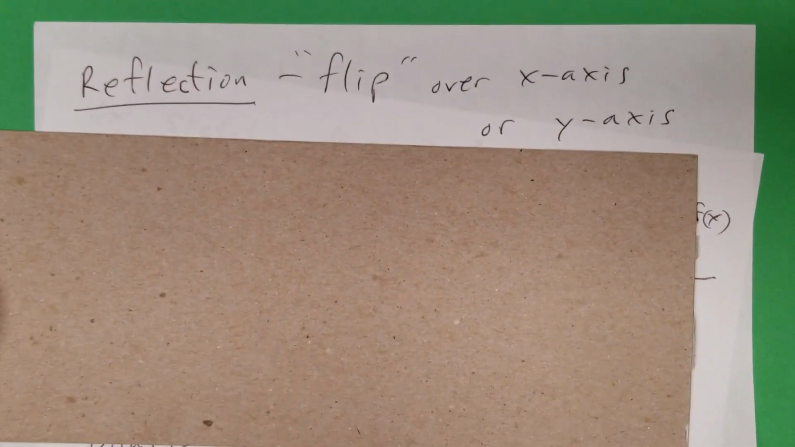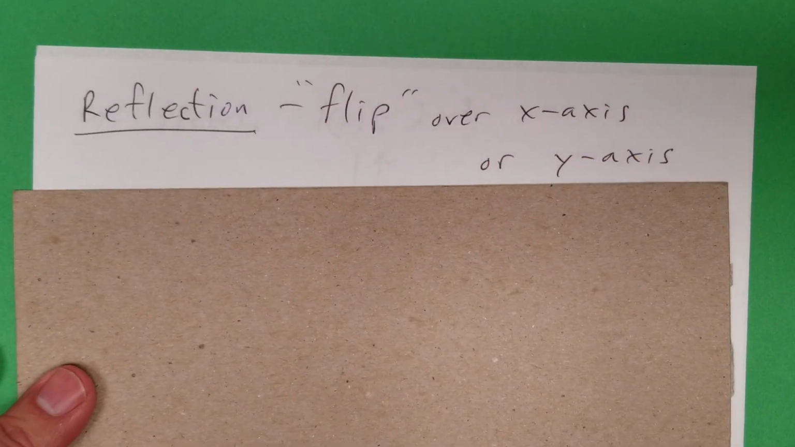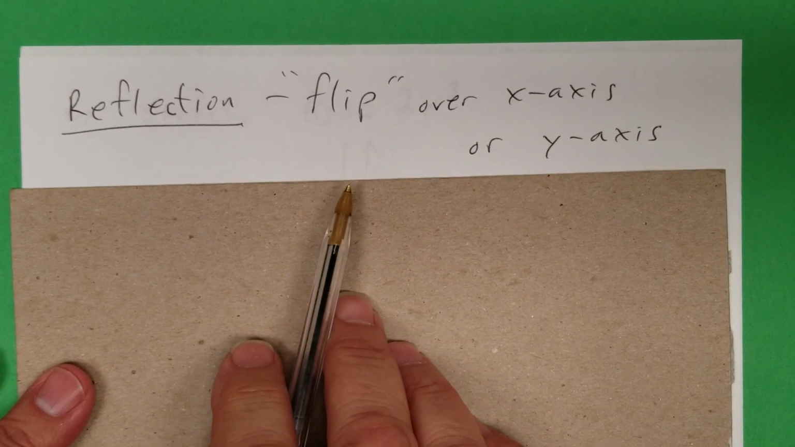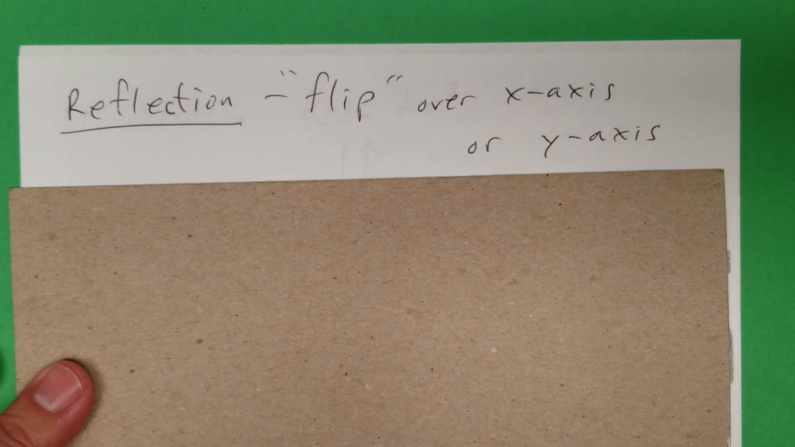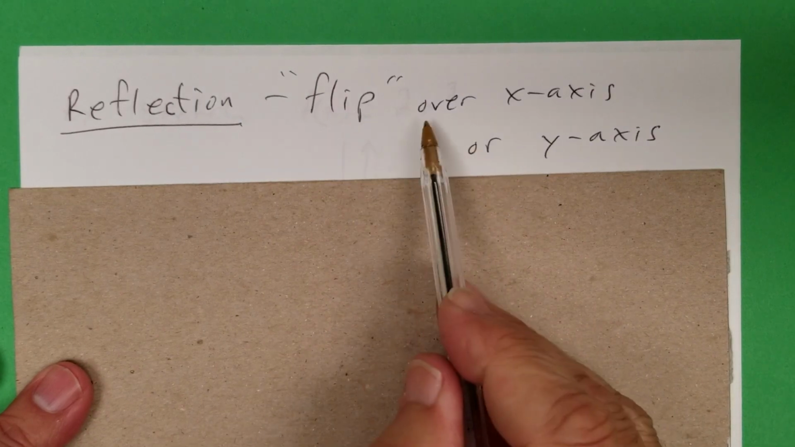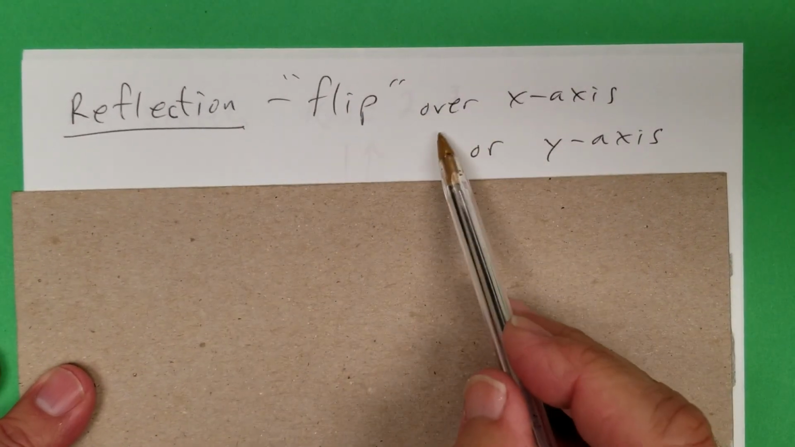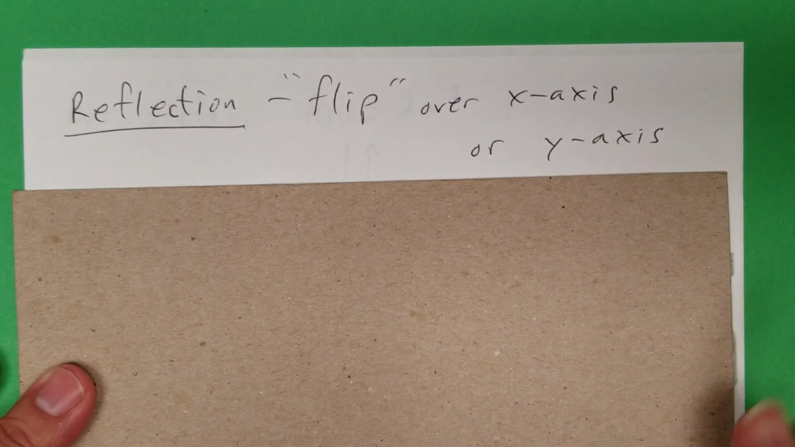Reflection. Reflection is just that, when you have some sort of mirror line and you're being reflected. Well, we talked about symmetry. It's just like that. You can reflect or flip, we can call it flip, right, over the x-axis or the y-axis, right?